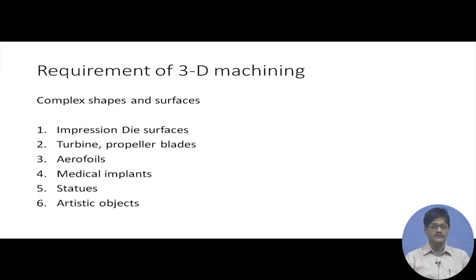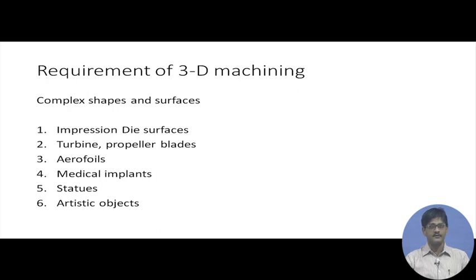Okay. So, it is not simply the cutter moving around in 2 dimensions and cutting out some 2-dimensional profile out of some, say, plate-like material, etc. No, it involves simultaneous 3-axis motion of the cutter. Some examples of 3D machining applications: generally, whenever we have complex shapes and surfaces to be machined, we resort to 3-dimensional machining.